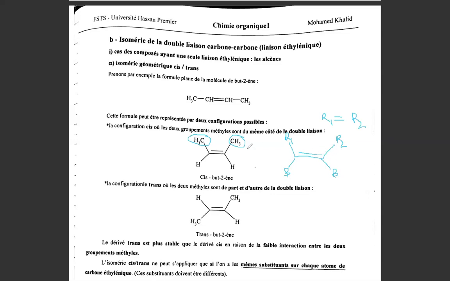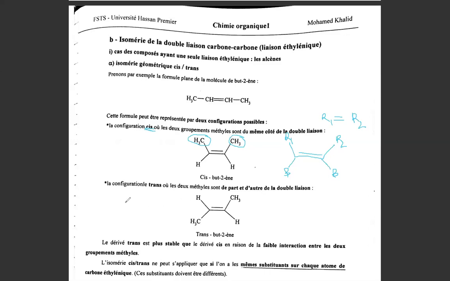If you have this type of orientation, or an occurrence where you have two groups, ou bien, I'll just read: la configuration cis, où les deux groupements méthyl sont du même côté de la double liaison. If they are on the same side of the double liaison, we call it a cis configuration.